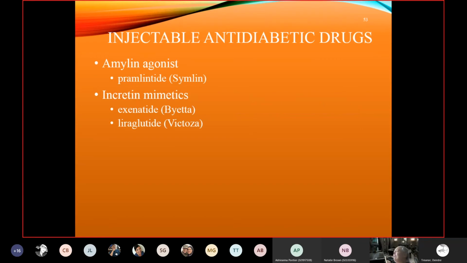Injectables, you have amylin agonists, Symlin, or the incretin mimetics, Byetta and Victoza. Total side note, Byetta is actually developed from the spit of Gila monsters.